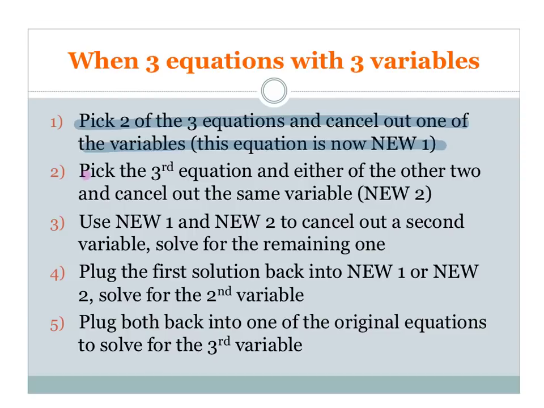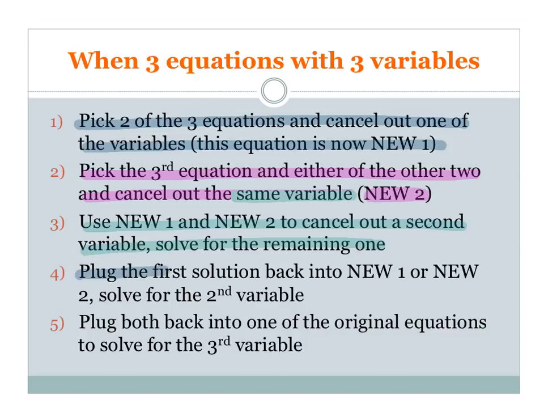Then we have to use the third equation we didn't use the first time, but you can pair it with either of the other 2. And you have to cancel the same variable as you canceled the first time. So if you canceled x the first time, you've got to cancel x again this time. We're going to call that equation new 2. Then you use new 1 and new 2 to cancel out the second variable and solve for the remaining one, just like you would had it been in sections 1 or 2.